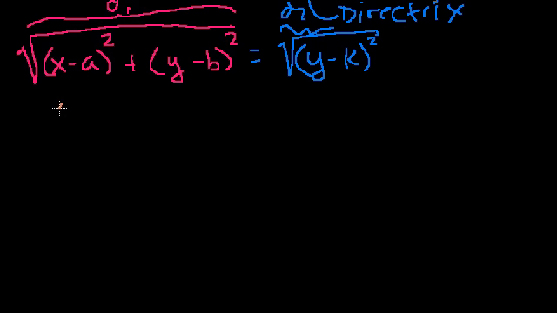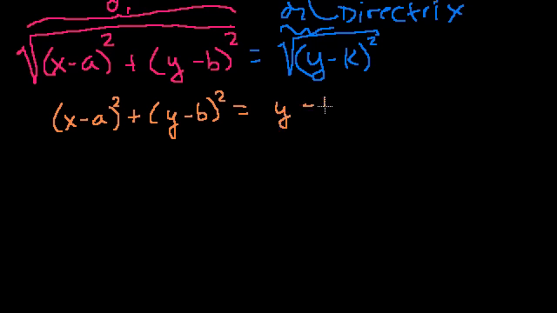So we get x minus a squared. Radicals aren't good. Well, I don't want to make any social commentary. So x minus a squared plus y minus b squared is equal to, square the other side, y minus k squared. And right now, at least, it looks like there's going to be some y squared terms, and there's definitely an x squared term. That doesn't seem like it's a parabola right now, but let's keep going forward.